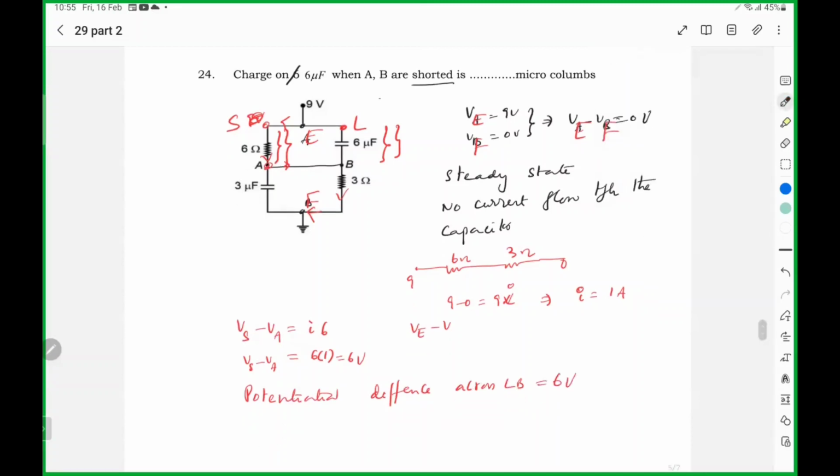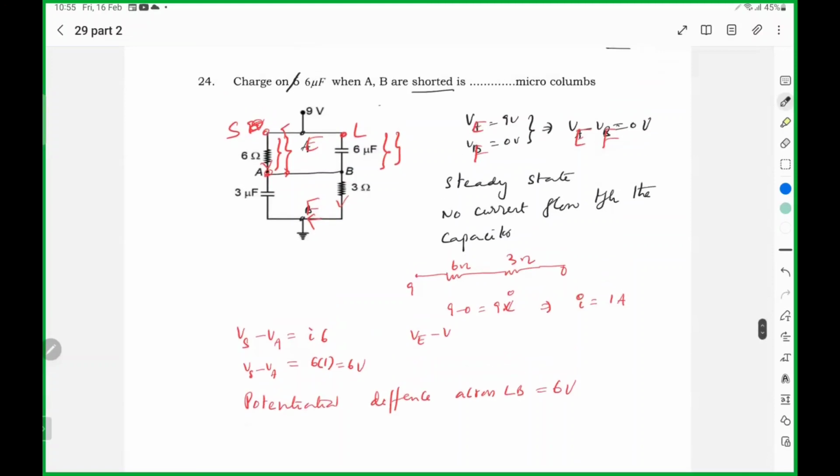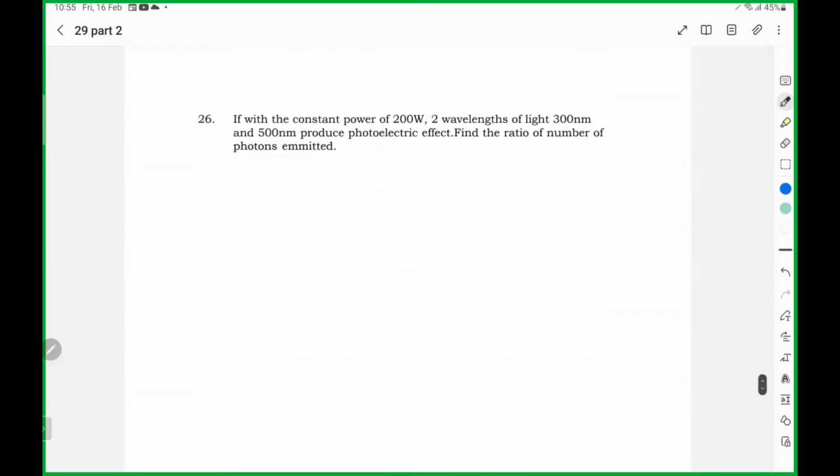So then he's asking charge on capacitor. Here it is CV, 6 microfarads, that is 36 microcoulombs.